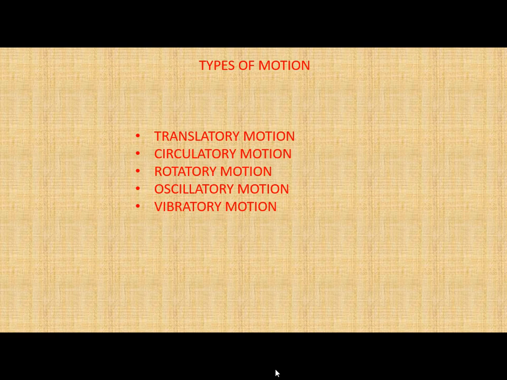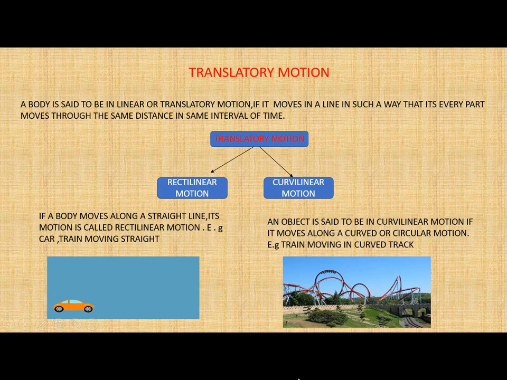So the topics which we will cover today are: we will study about translatory motion, circulatory motion, rotatory motion, oscillatory motion, and vibratory motion. So our first topic is translatory motion.